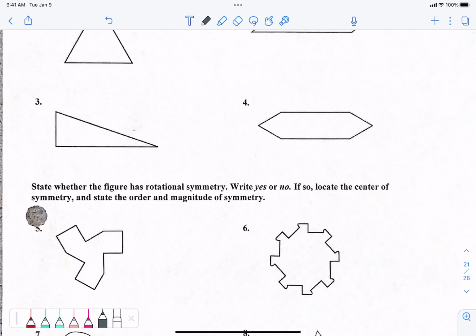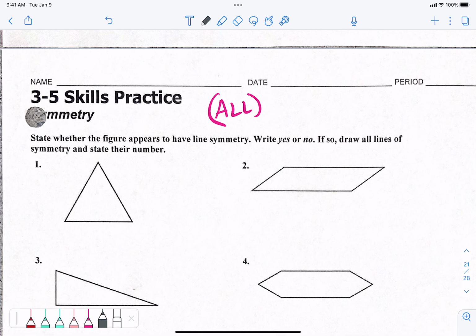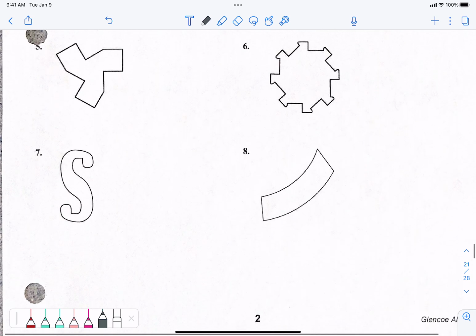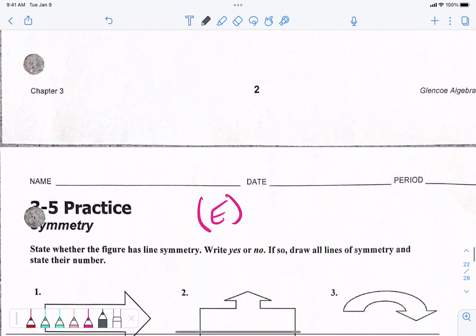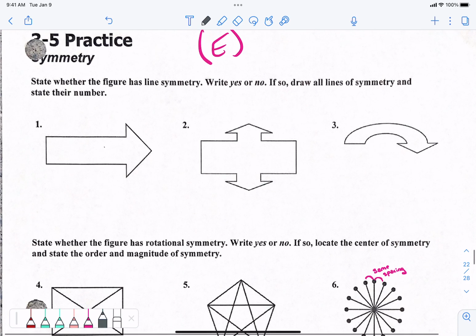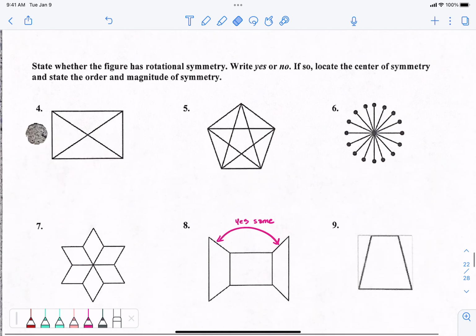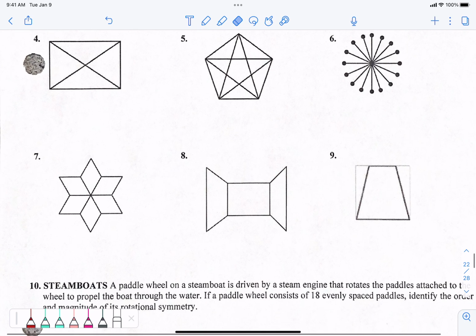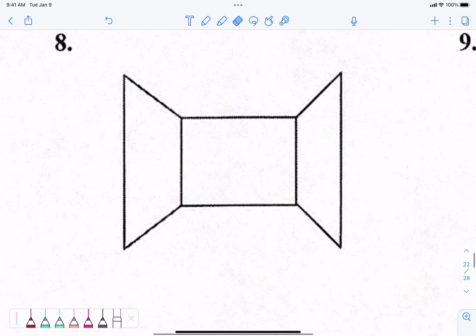Now, let's talk about this homework assignment. On skills practice, do all. Okay, we gotta talk about some of these figures though. On practice, do the evens. We gotta talk about some of these real quick. Number 8. Focus in on number 8. Everybody find this object, line of symmetry.